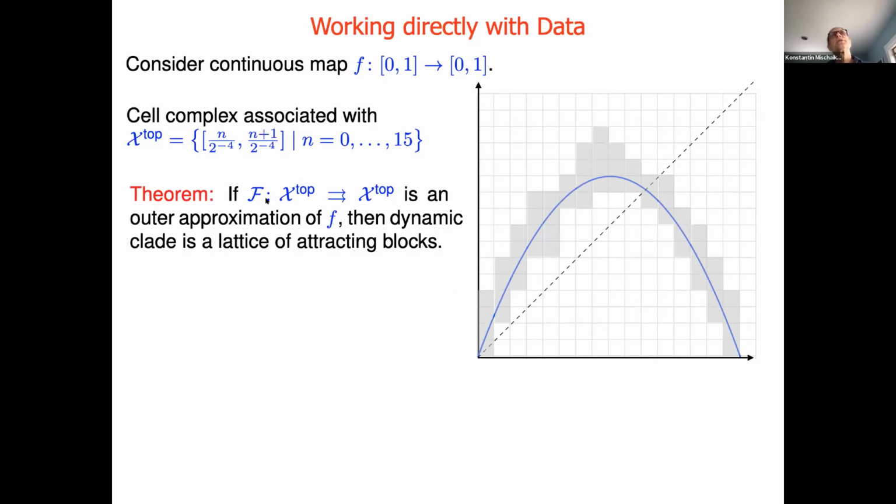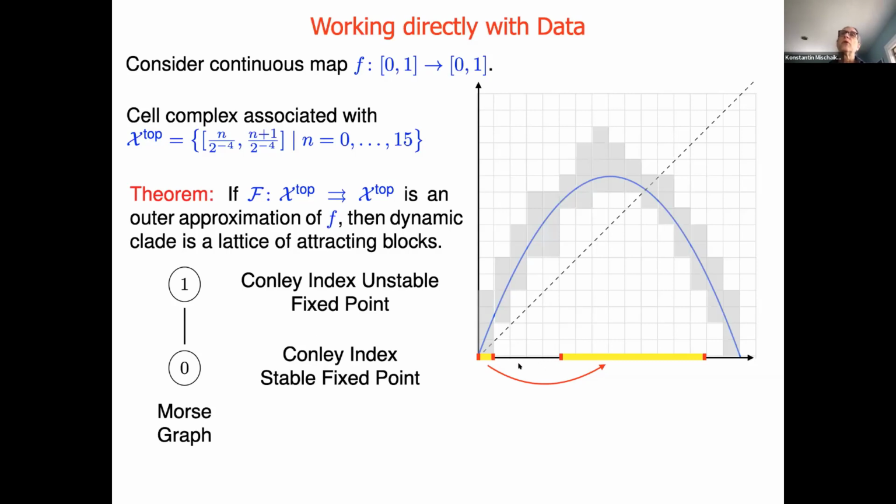The theorem says that if you've done that, then the dynamic clade is a lattice of attracting blocks. And so this algebraic topological machinery that I have is going to work. If I go through and think about the posets, the combinatorial multi-valued map, this cell gets mapped to these 4. So really, this cell gets mapped to itself. It gets mapped to here. It gets mapped to there, etc. Then if I look for the Morse poset, this is what I'm going to get. This will be my Morse graph.